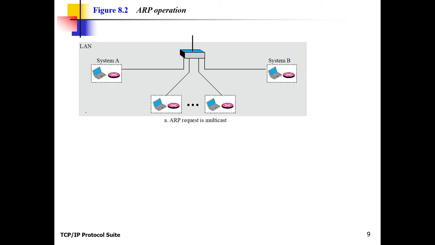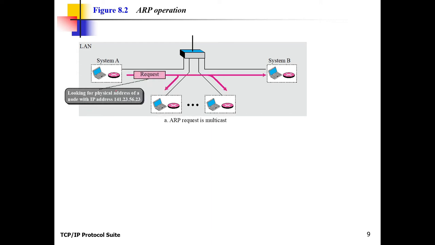All right, so let's take a look in here how ARP will work. Okay, so system A in here, system A would like to send the message to node B, all right? So from system A to system B. System A does not know the physical address of B. It can't send anything to it. It does not have a physical address.